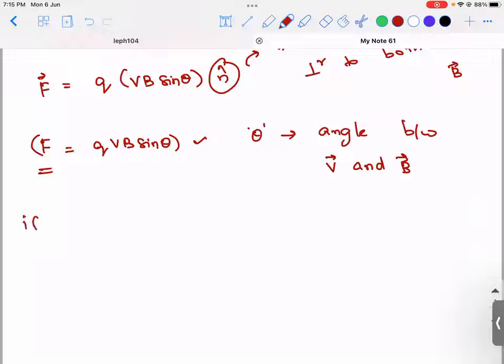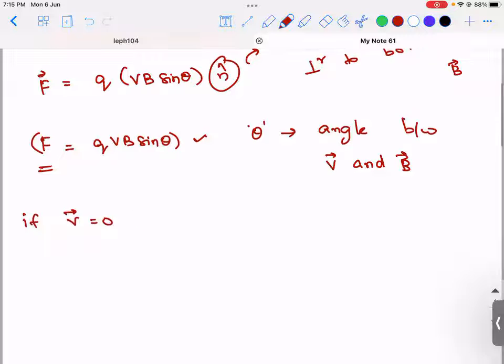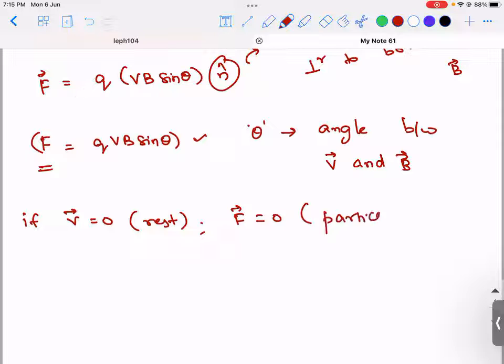Suppose V vector is 0, what is the meaning of it? If the particle was at rest and it is placed in the presence of a field, then what does F vector represent? That will also be 0. Means the particle continues to be at rest.